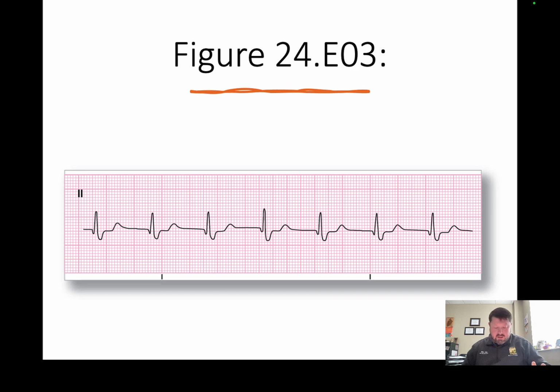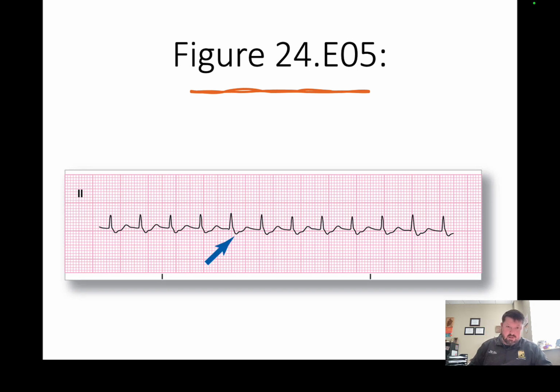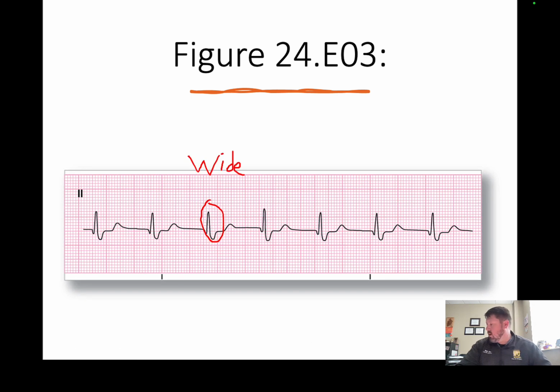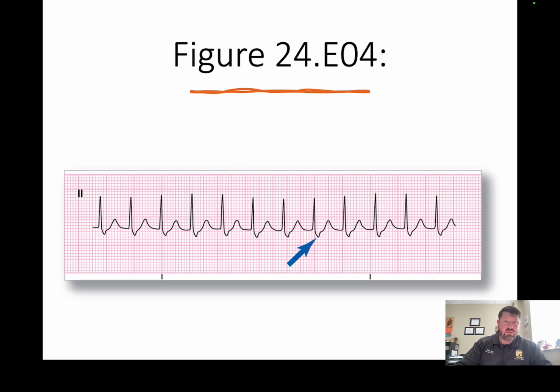Now this is actually a wide complex accelerated junctional, and what this means is that the patient possibly has an underlying bundle branch block that's making it wide. But we've got a rate of 70, no P wave, no PRI, it is regular, and our QRS is about 0.16 in this case, so it is considered a wide complex. We would still call it an accelerated junctional.